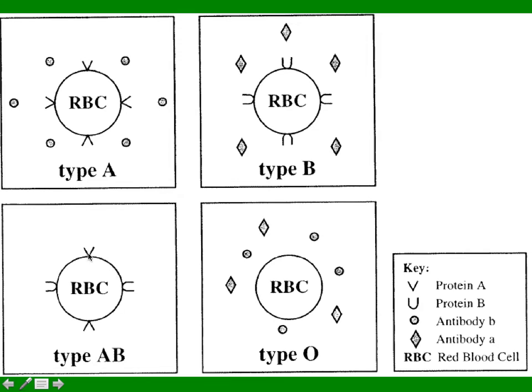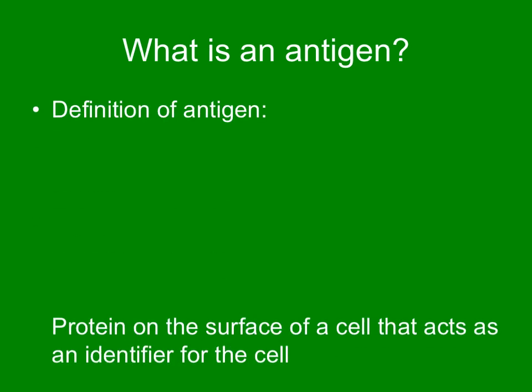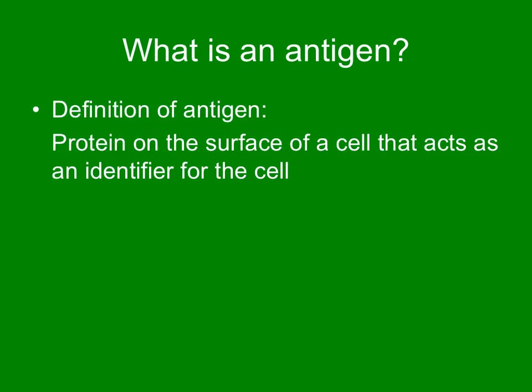Type AB has both types of proteins on its surface with no antibodies, and type O has no proteins with both antibodies. So let's take a first look at these terms antigen and antibody, because we will use them here, but we'll also use them in the lymphatic system when we talk about immunity. An antigen is basically a protein that acts as an identifier. Sometimes I like to call these the name tags. They say, hi, I belong to Susie.